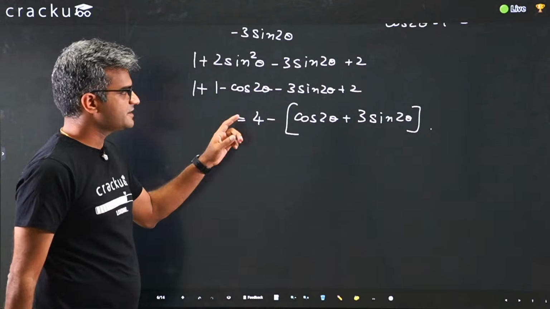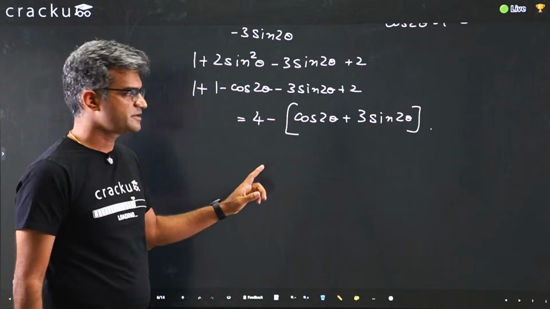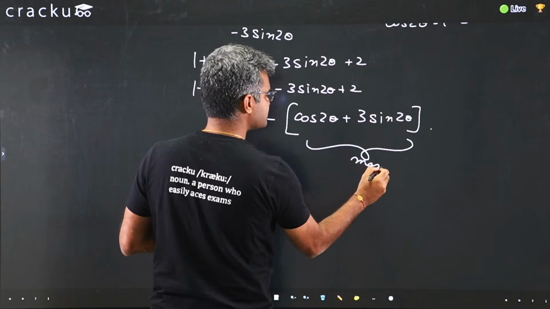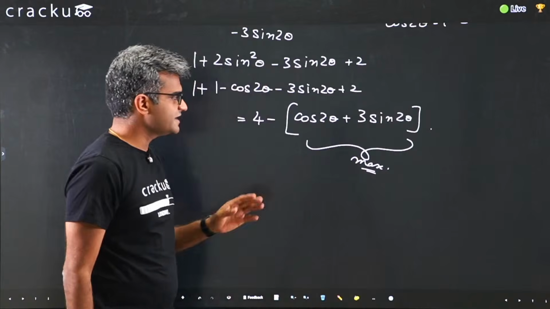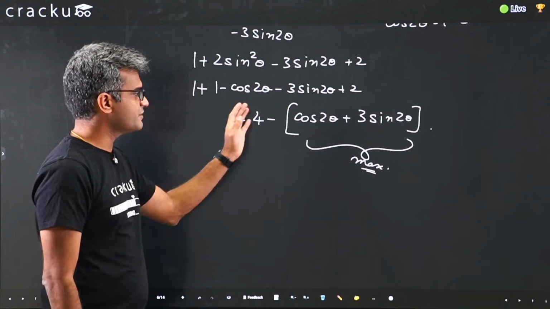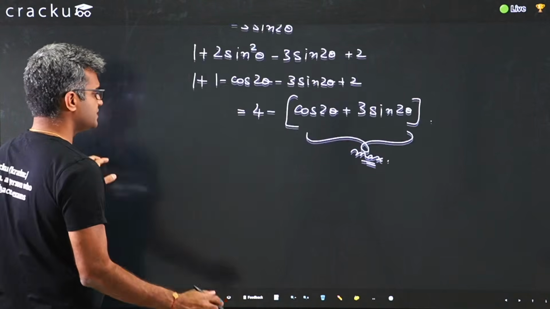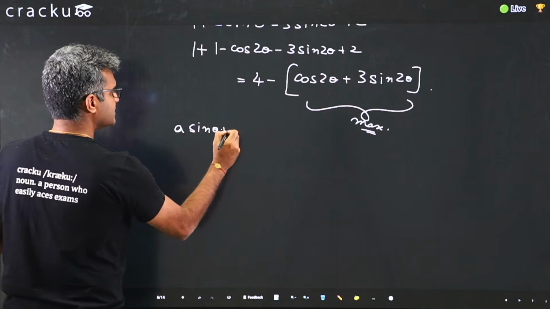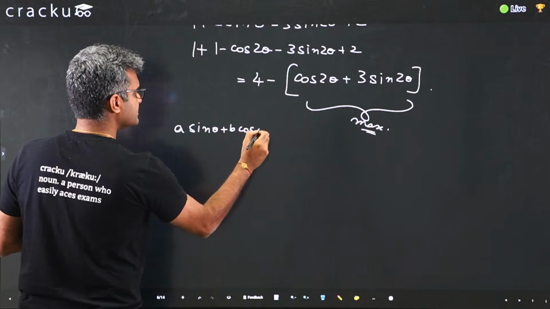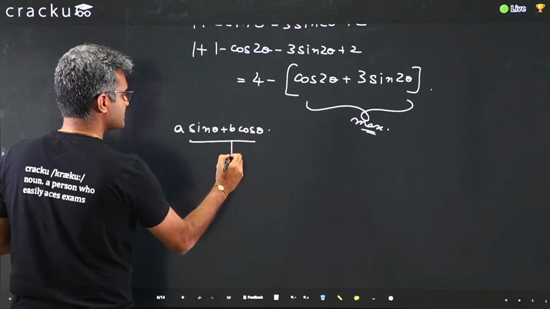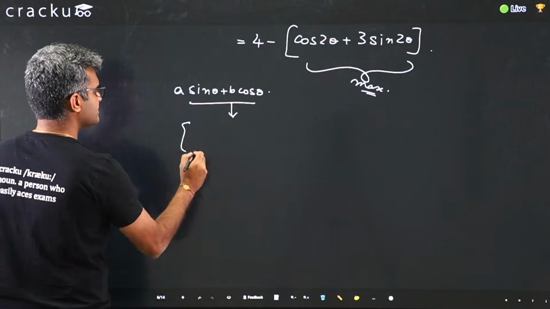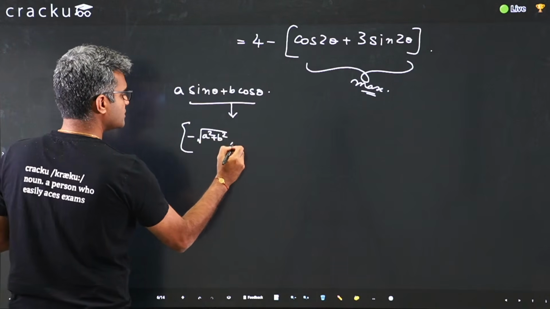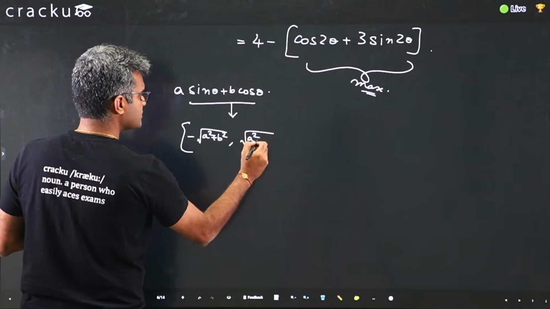We are required to calculate the least value of this expression. If you are able to calculate the maximum value of this expression inside the bracket, we can easily calculate the least value of 4 minus that. Now we know that if you are given a sin theta plus b cos theta, the value of this expression always lies between minus of square root a square plus b square to square root of a square plus b square.